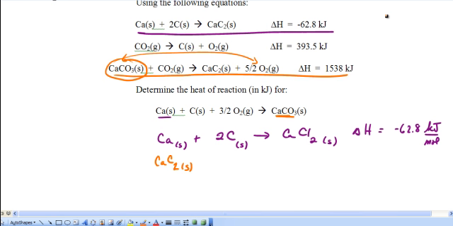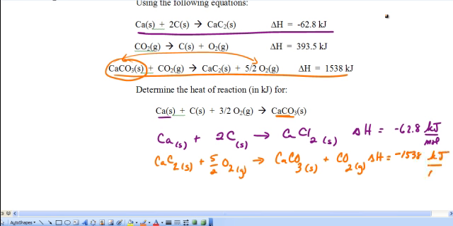CaC2 solid plus 5/2 oxygen. Now remember, those are moles, so you can have 5/2 moles, and that would produce calcium carbonate and carbon dioxide. And the delta H for that then is going to be the reverse of this, so it's going to be a negative 1538 kilojoules per mole.